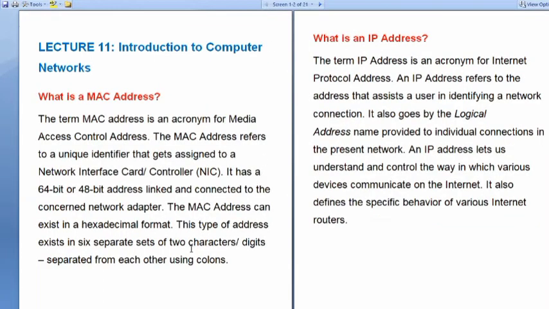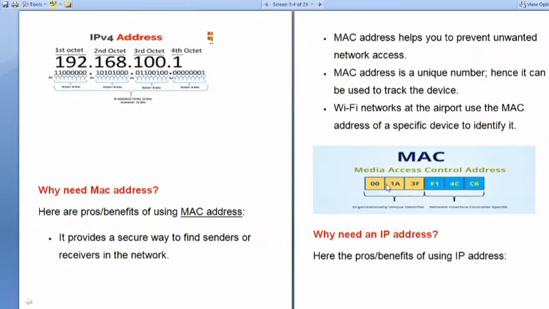I hope it is clear. The MAC address contains a 48-bit address connected to the concerned network adapter. The MAC address exists in hexadecimal format. What you are seeing here on your screens right now is in hexadecimal format. Hexadecimal means base 16.